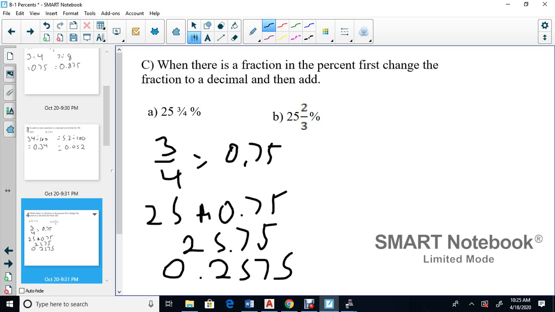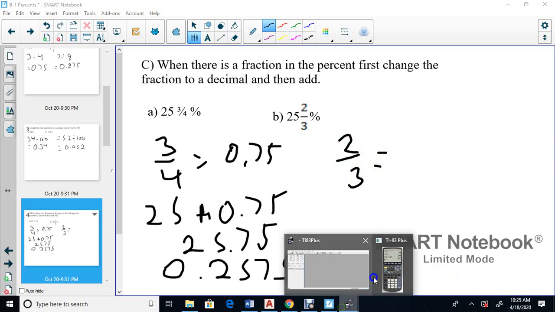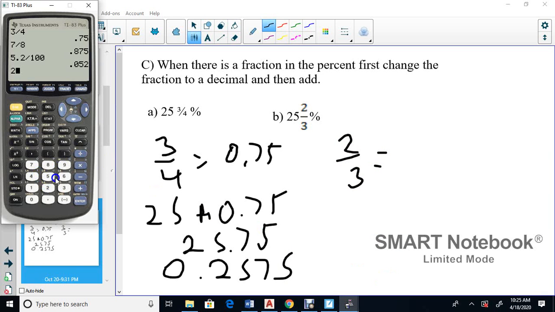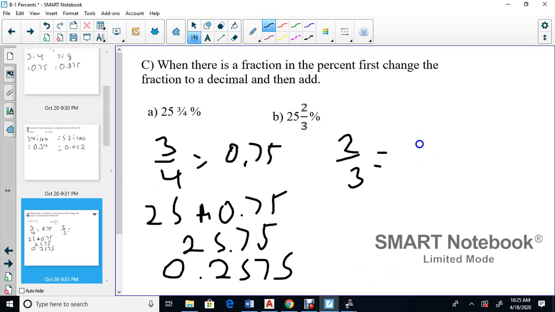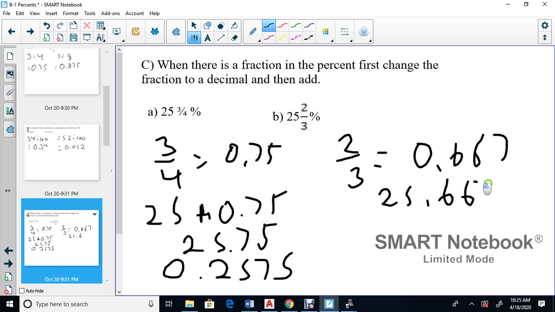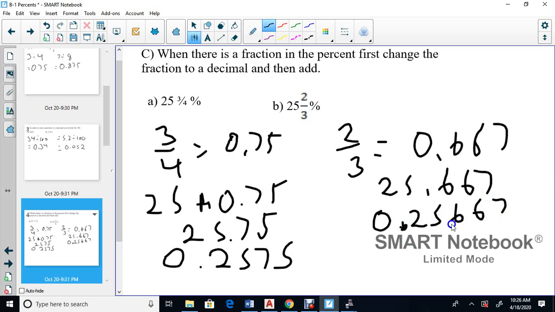So let's change this one. Let's take a look here, 2/3. We need my calculator for this one. 2 divided by 3 is 0.666, or rounded, 0.667. So that's like 25.667. Just add the decimal to the end, and then you divide by 100 to get the decimal. So then I just divided by 100 and I got the decimal.